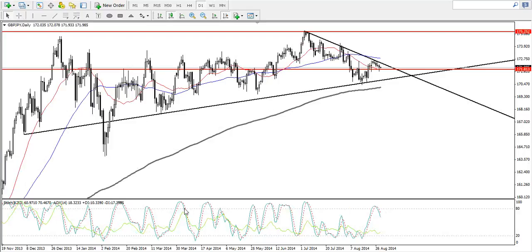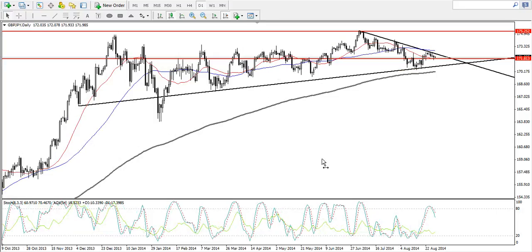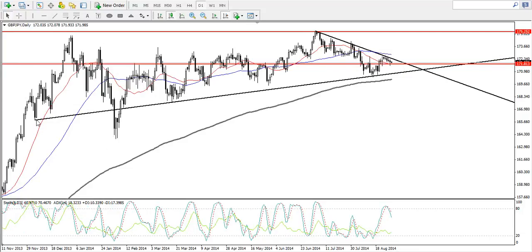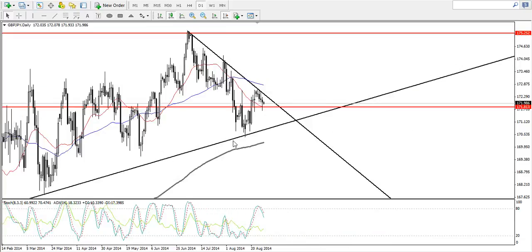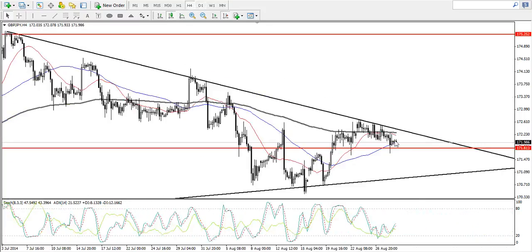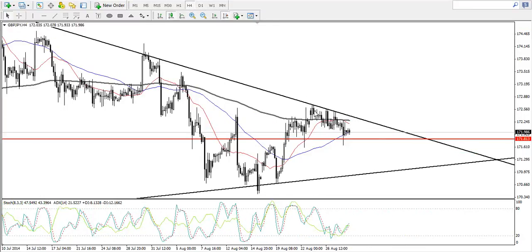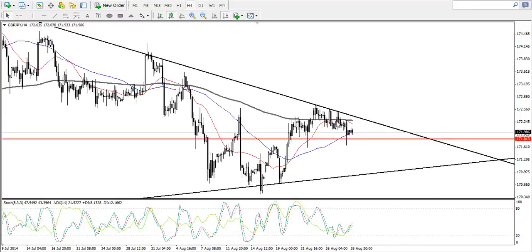Next we'll look at the pound against the yen. I went through this pair on 27th August. Just a very quick recap: you can see this trend line over here. Price has been supported by this rising trend line, and zooming into the H4 chart, price has also been resisted at this falling trend line. So we are waiting for a breakthrough.